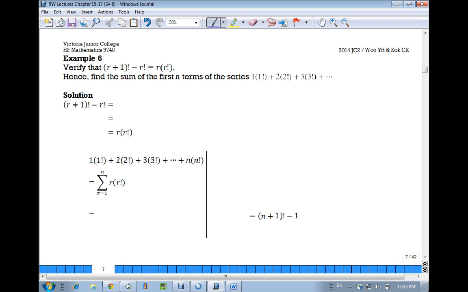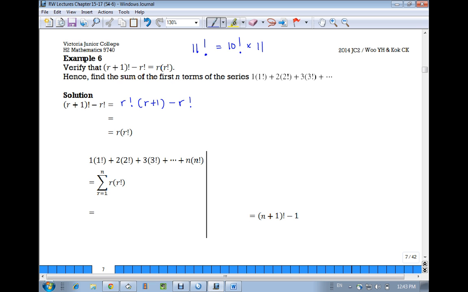Okay. Verify this. Some of us are very afraid of factorial. Can you tell me, how do we simplify this? For example, what is 11 factorial? 11 factorial is 10 factorial times 11, am I right? So therefore, r plus 1 factorial is r factorial times r plus 1.